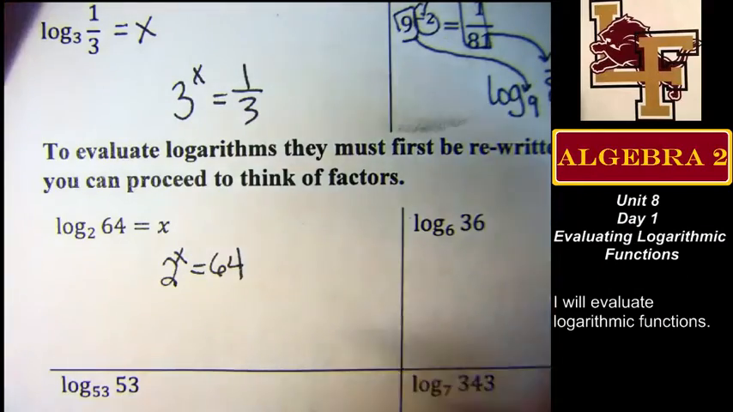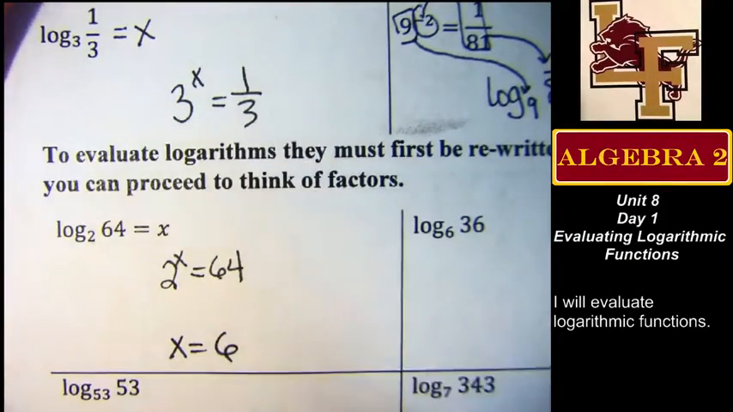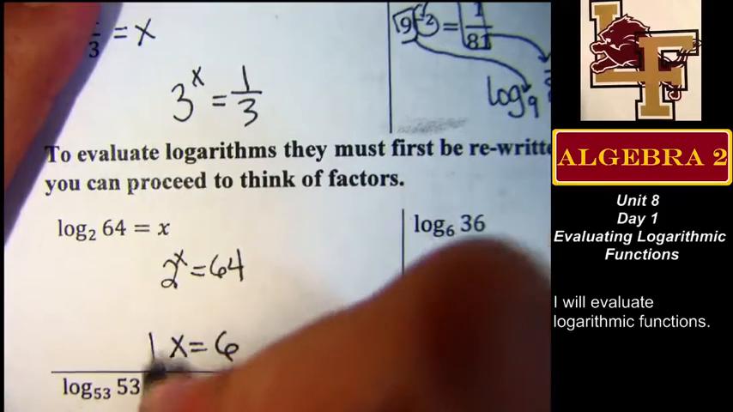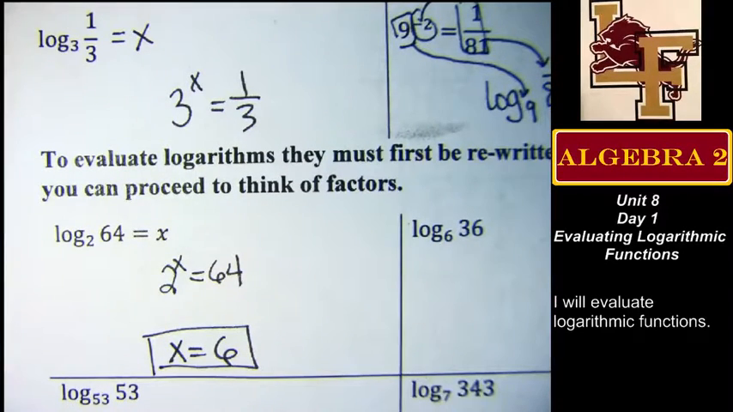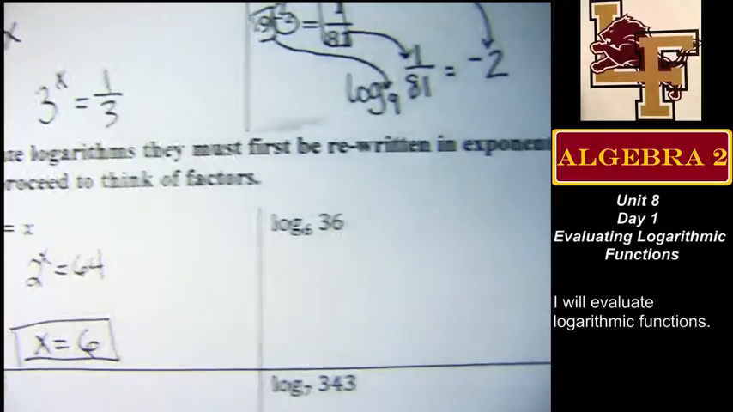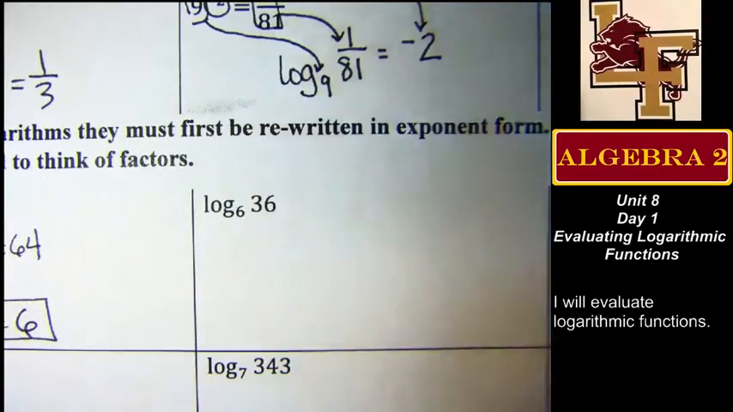Yes, it is 6, because 5 is 32, and 32 times 2 is 64. I got 64, but I don't know how I did it. Did you do 2 times 2 times 2? Yeah, you just need to count how many times you did that. All right, this one.